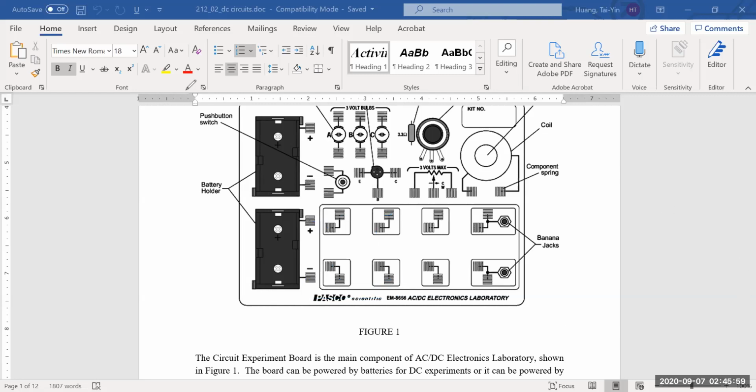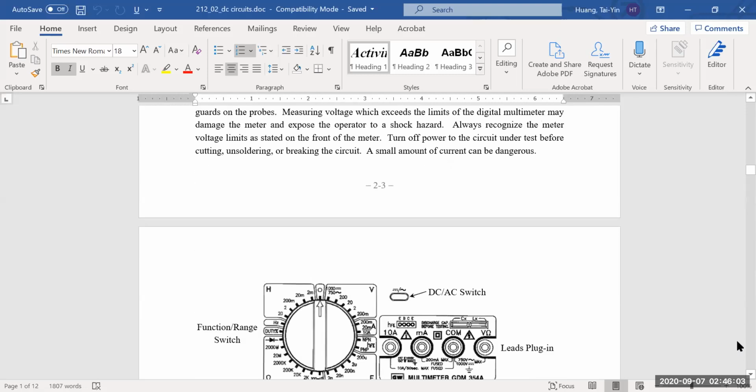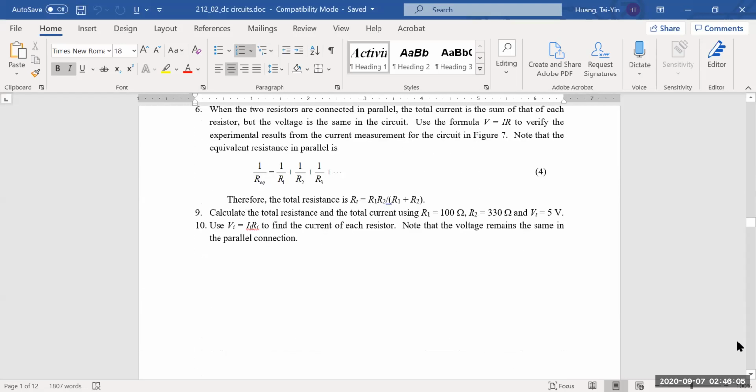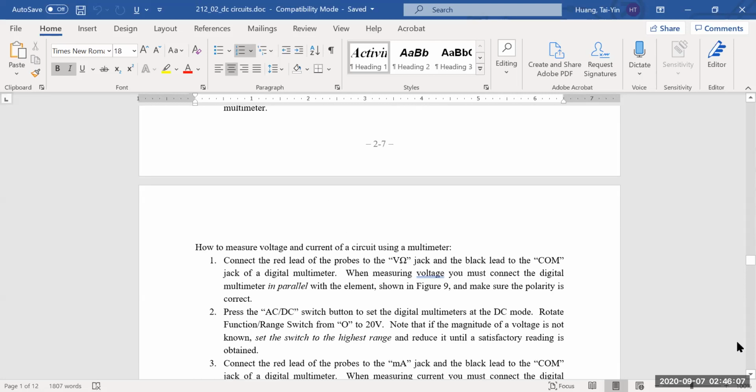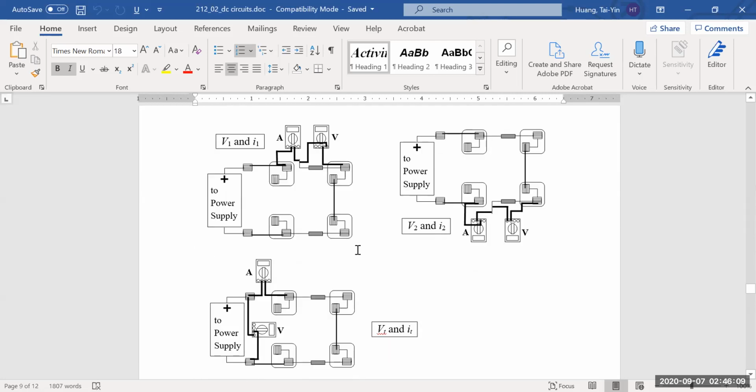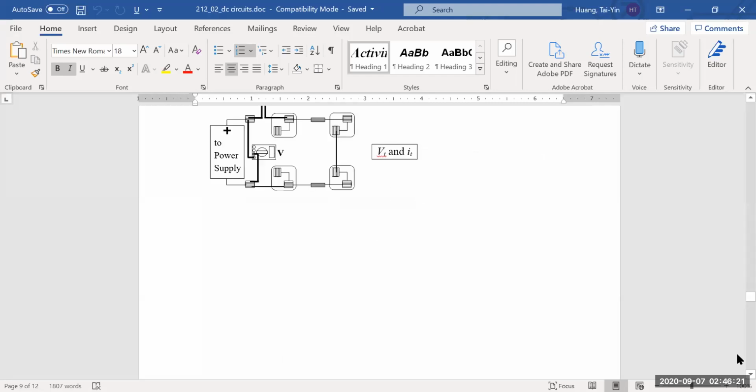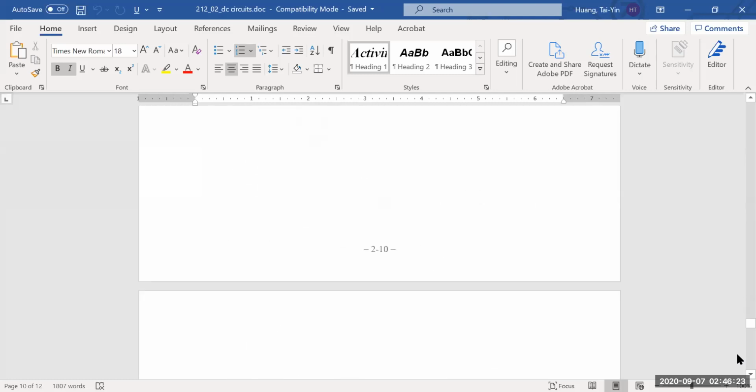So that's basically how you connect the circuit. And then if you look at the appendix, it actually shows you how to measure voltage and current at the same time. For example, if you want to measure V1, this is your R1, this is your R2. How to connect the circuit, how to use the voltmeter and ammeter simultaneously, you can just follow the diagram to get a better understanding of how to do that.